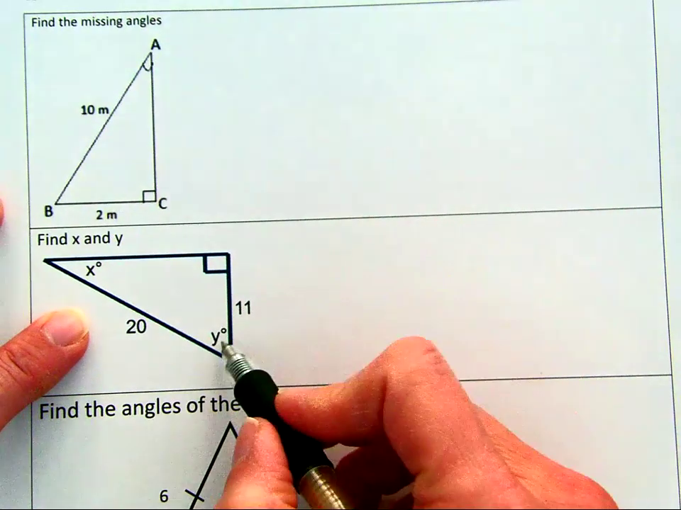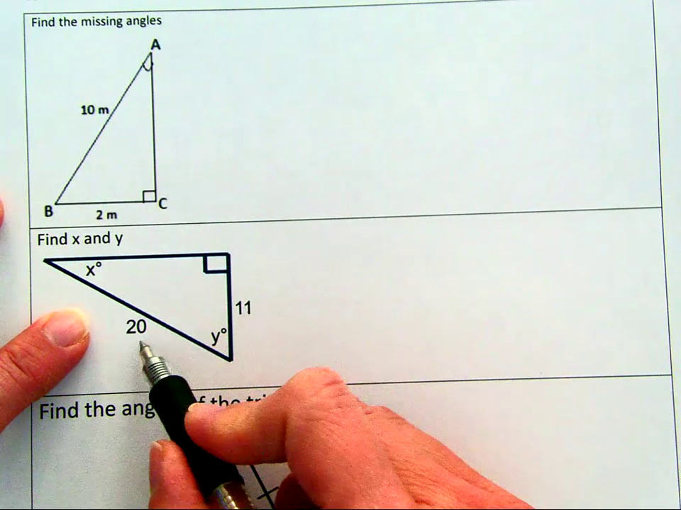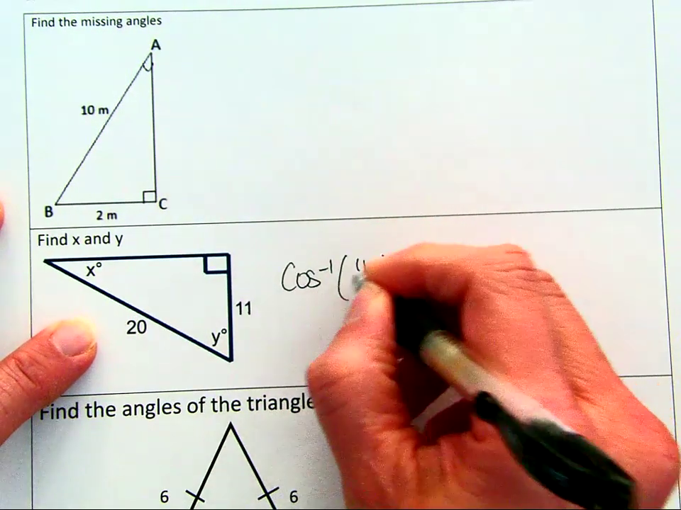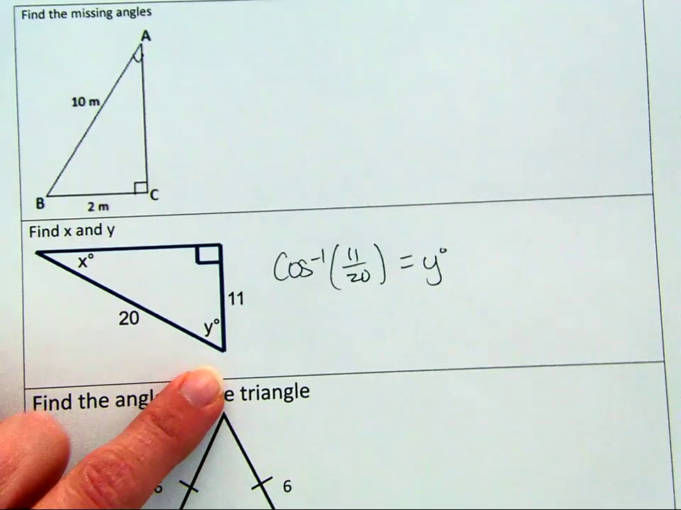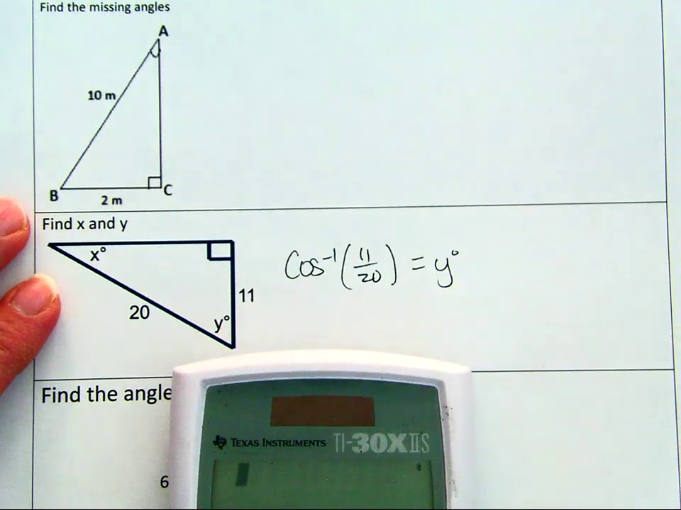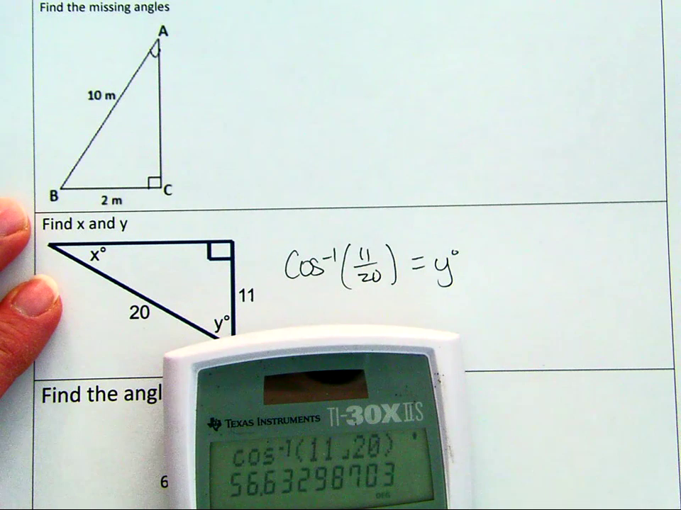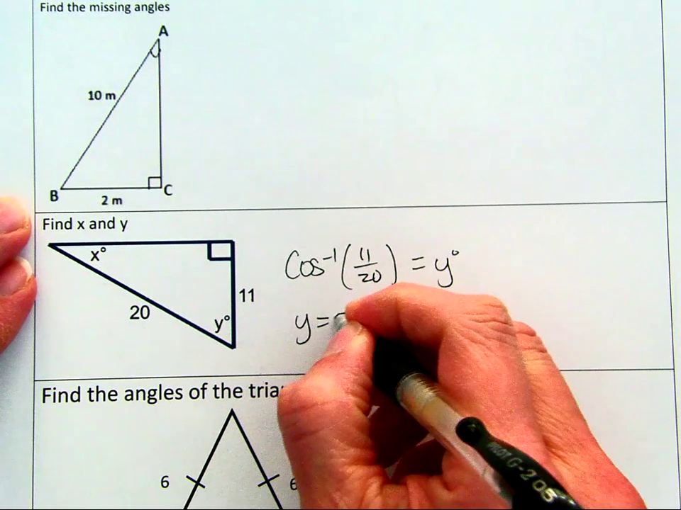So I look at what I have according to y, and I notice it's the adjacent and the hypotenuse. So I'm going to say cosine inverse of 11 over 20, and I want it to be y degrees because they're calling this y degrees this time. I put that in my calculator, cosine inverse, second function cosine, 11/20, and I get 56.6. If I'm rounding to the nearest degree, that's 57. So y equals 57 degrees.